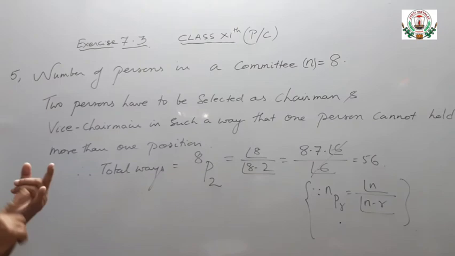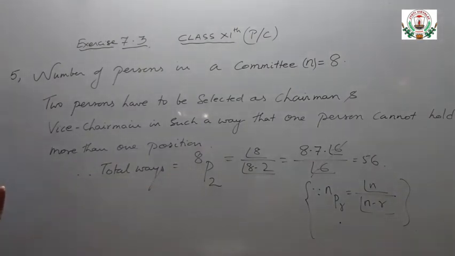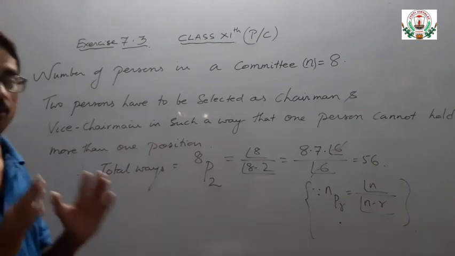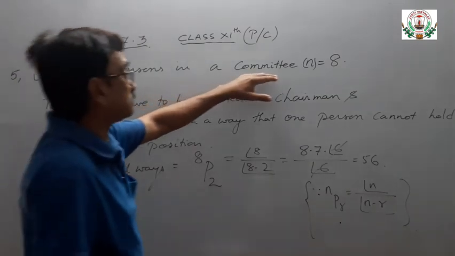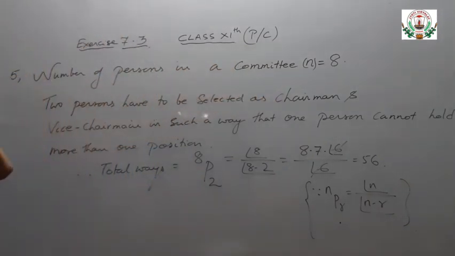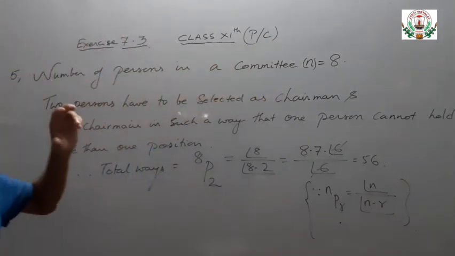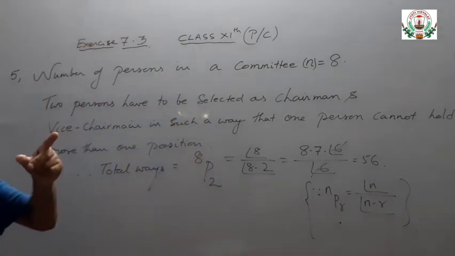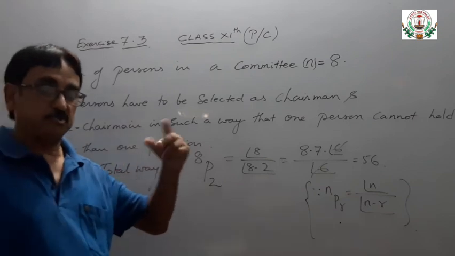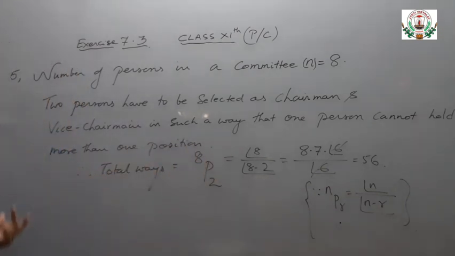Means we cannot make the same person both chairman and vice chairman. One person cannot hold both positions. So we have to select 2 different persons for 2 different positions out of the given 8 persons. So here the value of n is 8 and the value of r is 2, as we have to select 2 different persons, chairman and vice chairman, from the given 8 persons.